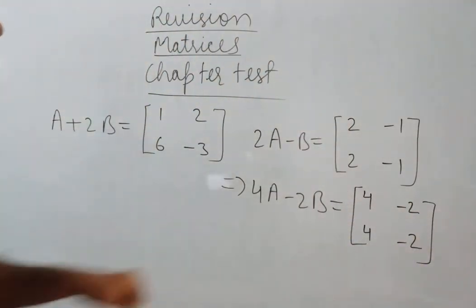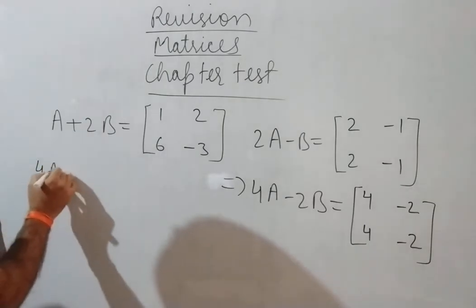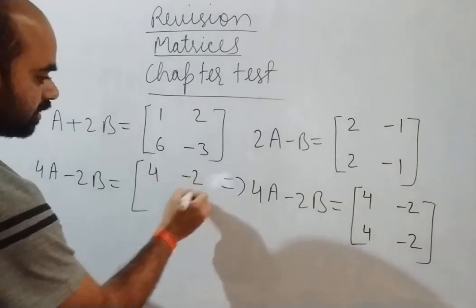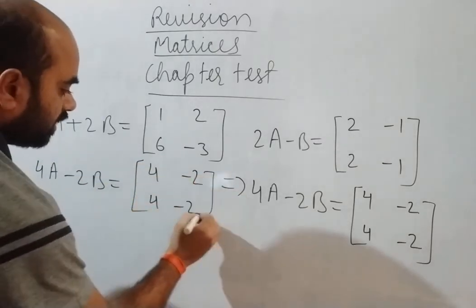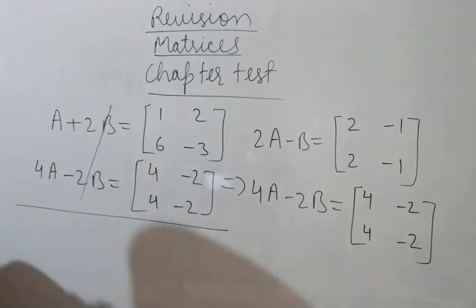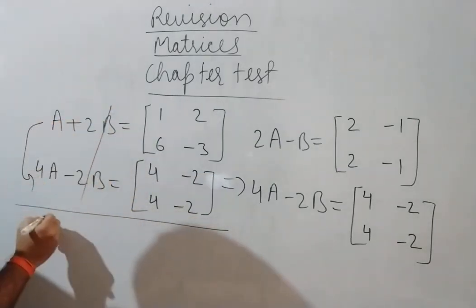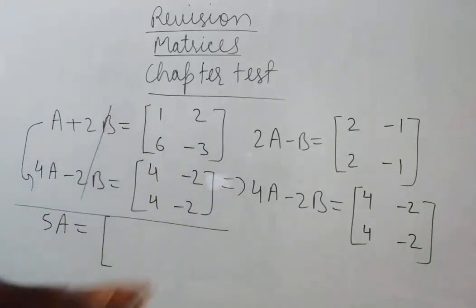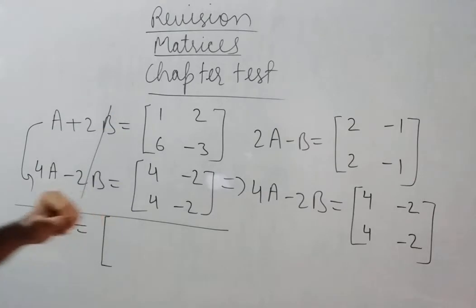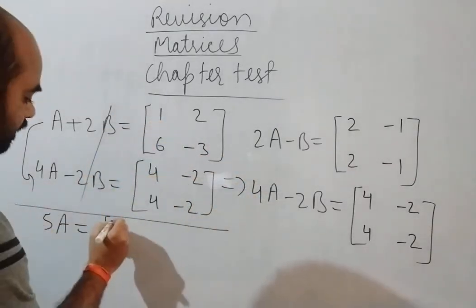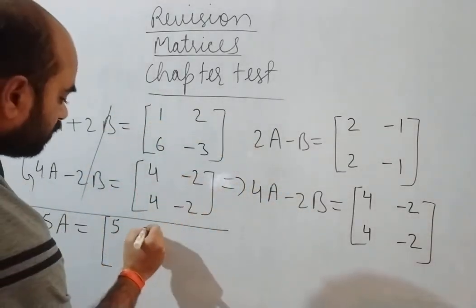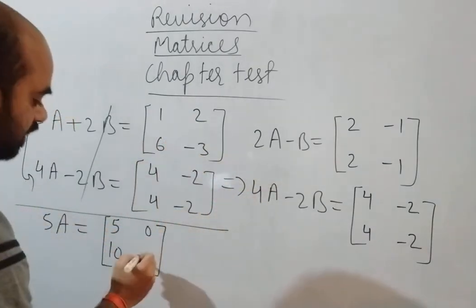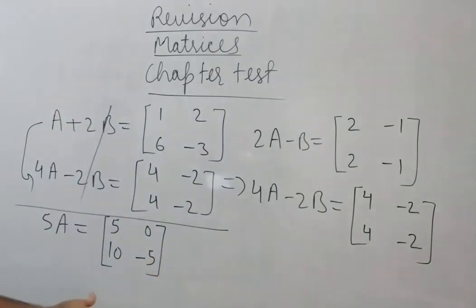Now add both the equations. 4A minus 2B is equal to 4, minus 2, and so on. Now when you add, these two will be cancelled. This is 4A plus A, 5A is equal to, now see how to add the matrices. Order must be same and corresponding elements will be added. So 1 and 4, 5; 2 minus 2, 0; 6 plus 4, 10; minus 3 minus 2, minus 5. So this is 5A matrix.